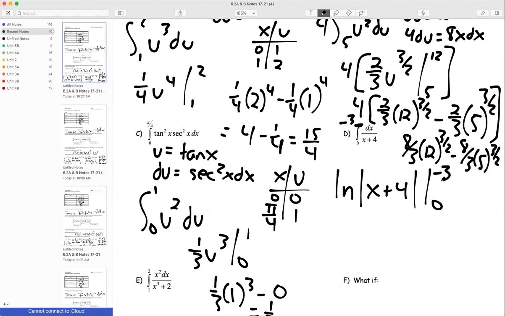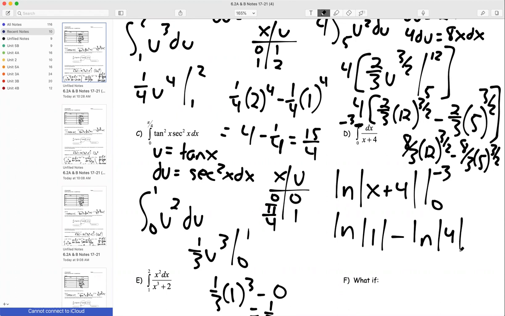Why did I not switch the bounds? Well, because I did not switch my variable. If I have an x here, I've got to have x bounds. If I had the natural log of the absolute value of u, then I would have to switch the bounds. But since I didn't switch, I just skipped that step and wrote it down. I keep the bounds. So now I plug these in. That's going to give me the natural log of the absolute value of -3 plus 4, the natural log of 1, minus the natural log of the absolute value of 4.